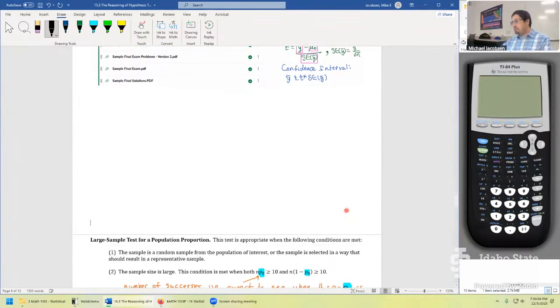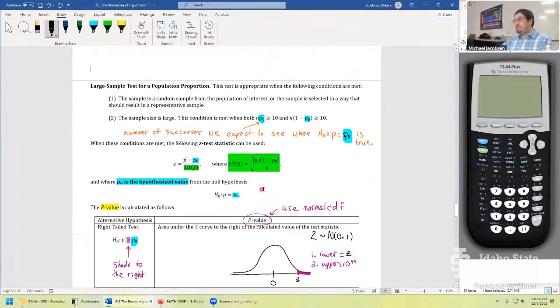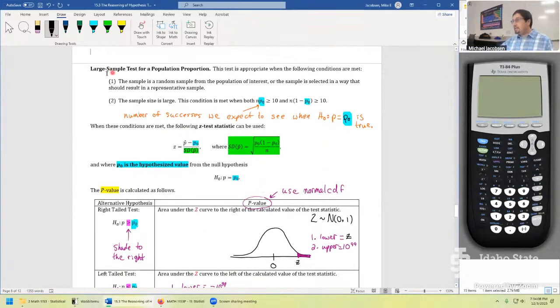Now below is the full readout of the hypothesis test for sample proportion. We check the conditions for a random sample or a representative sample. We ensure the number of expected successes, expected when the null hypothesis is true, and failures both exceed 10. Then that's the test statistic with the standard deviation we were observing.